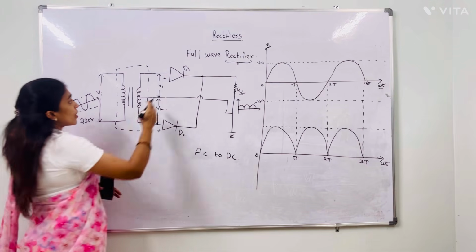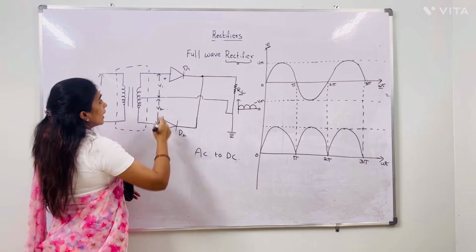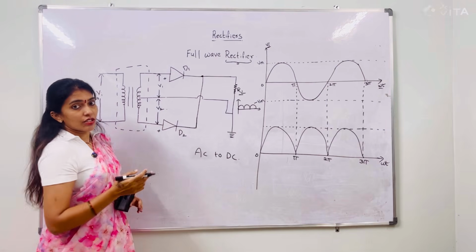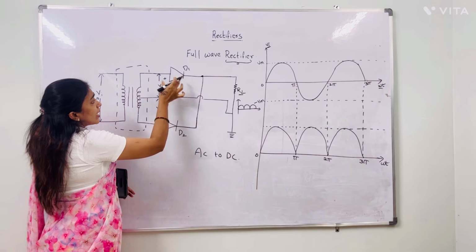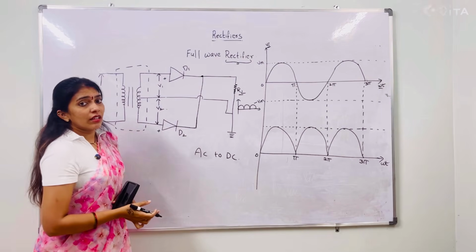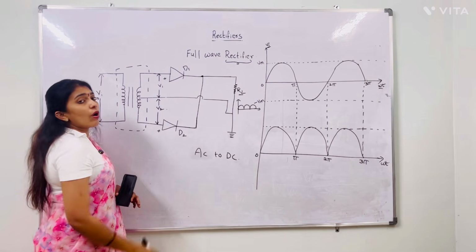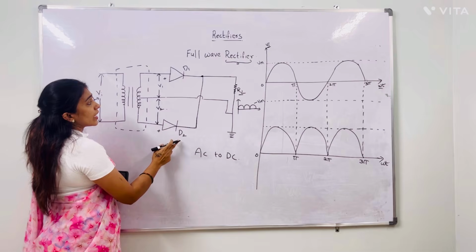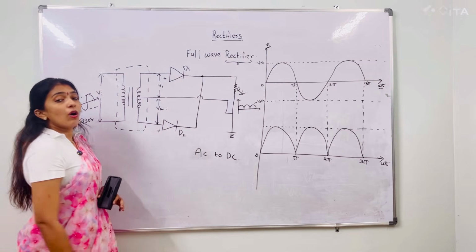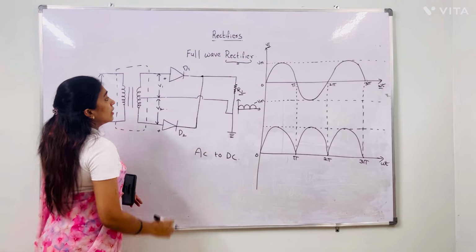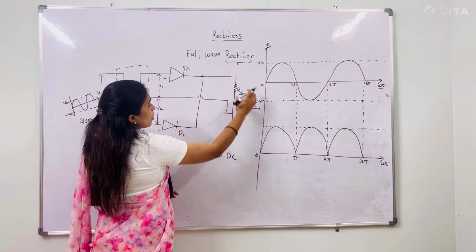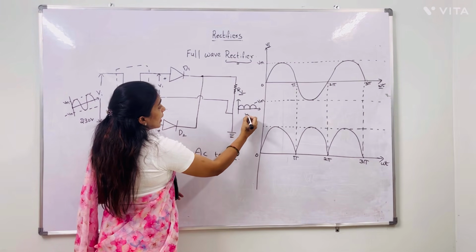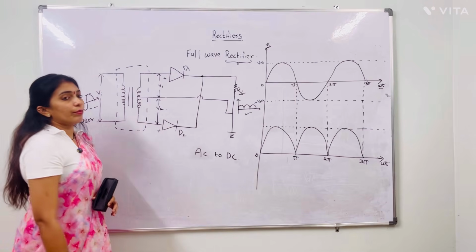So here these two diodes are connected in parallel, which means if D1 is in the on condition, obviously D2 goes to the off condition. If D2 is in the on condition, D1 goes to the off condition, like that. So totally we are taking the output across this RL load resistor. So we are getting this kind of output.